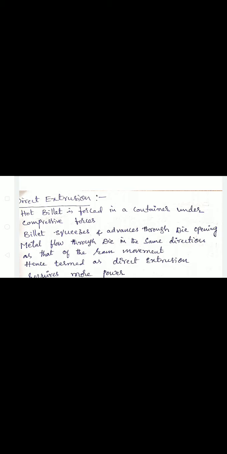The main advantage of this process is that it is the simplest extrusion method and is widely used for extruding a variety of metal cross sections. However, in this process, since there is a relative movement between the container wall and the billet, frictional forces are high and it requires more power for operation. Also, there is a possibility of extrusion defects in this method.